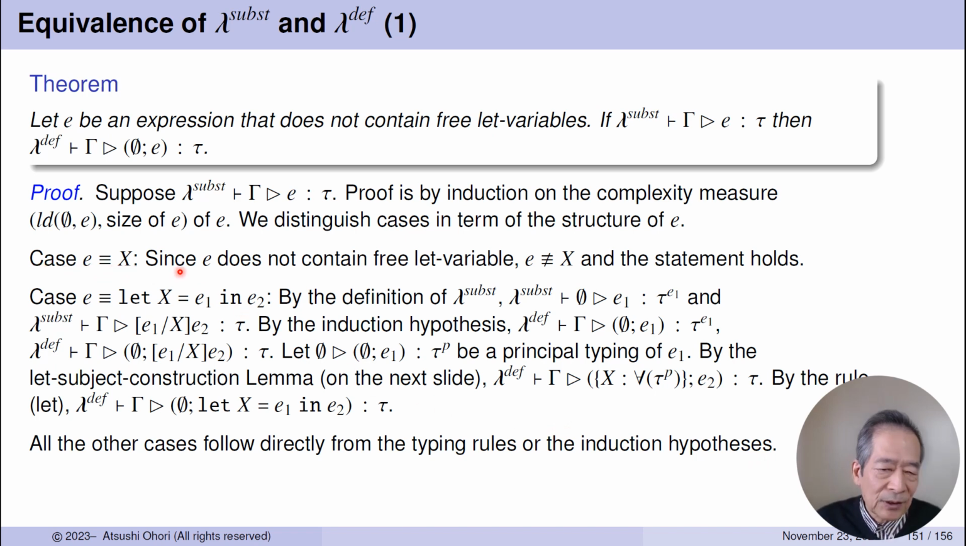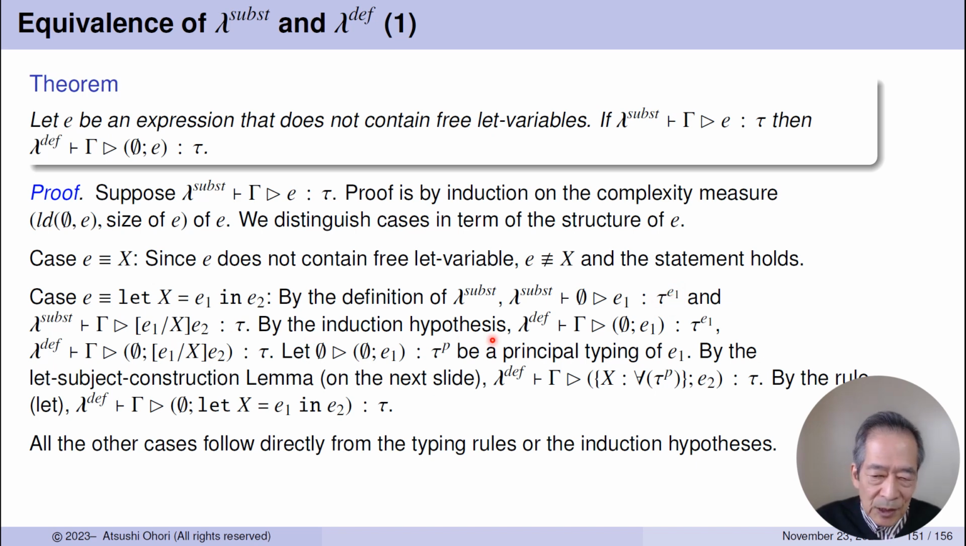This is vacuous since E does not contain free let variable. So E can't be X, and therefore the statement holds vacuously. Case of this let expression. By the definition of lambda subst, we have a derivation of this E1 and a derivation of this term of the same tau. This E1 is some type. We name it tau of E1.